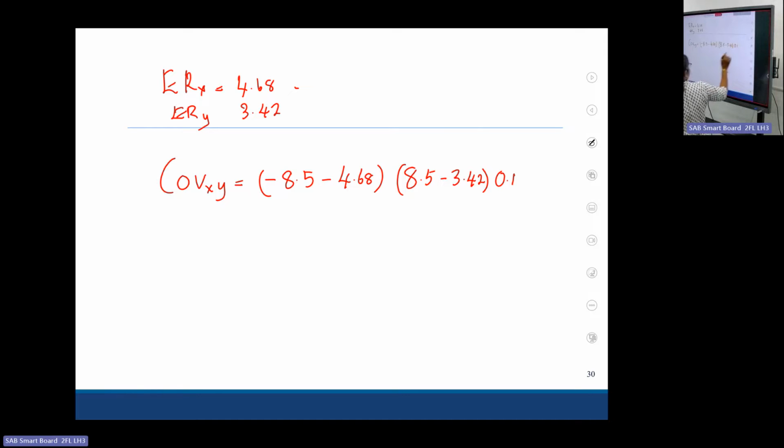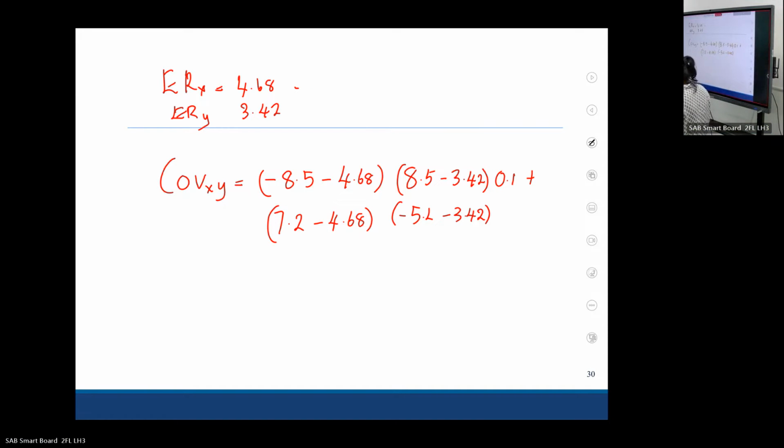Sure. 0.1, plus the next one. Forecasted return in the second state of the economy, 7.2 minus 4.68. Then, in the same state of the economy, stock Y forecasted return minus 5.4. 0.4 is the expected return.